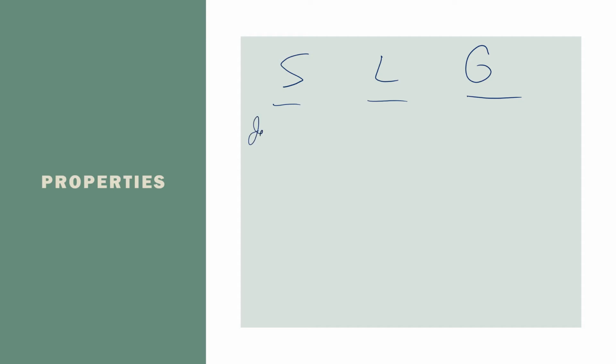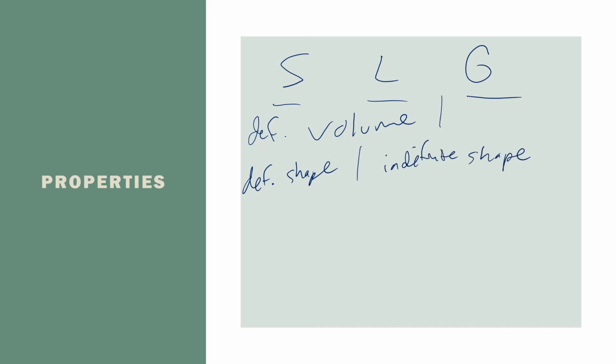Solids and liquids both have a definite volume, which means the volume stays the same no matter what container you put it in. Solids have a definite shape. Liquids and gases have an indefinite shape. Gases also have an indefinite volume. Gases will spread out to fill up the entire container. Liquids do not.